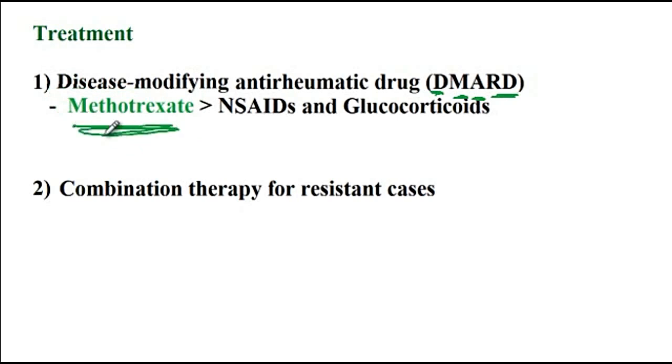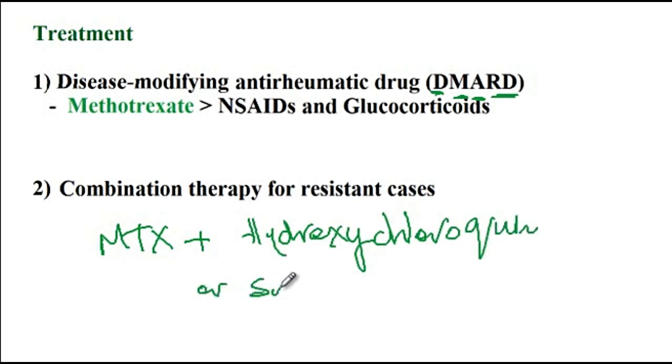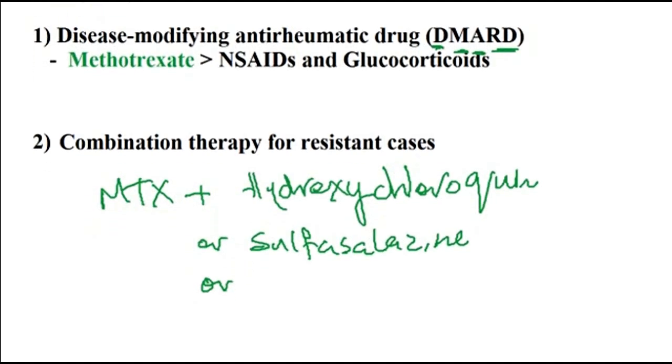Now, once you start methotrexate, which you should start as soon as possible for the best outcome, you could consider also prescribing NSAIDs and glucocorticoids to help relieve the pain until methotrexate starts to take full effects. Now, there are some people that are resistant to methotrexate, and so in those cases, you should consider combination therapy with methotrexate and another medication, like for instance, hydroxychloroquine, or you could consider sulfasalazine, or you could consider the TNF-alpha inhibitors, like for instance, infliximab.